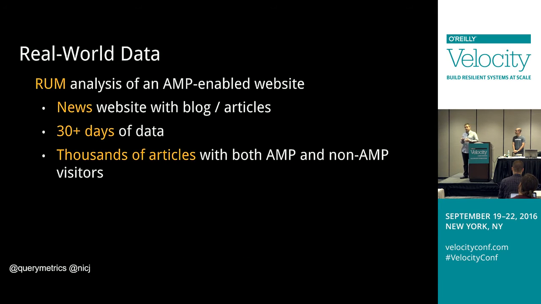We're actually going to take a look at one of our customers that has an AMP-enabled website. So this is a news website with a blog or articles. It's about 30 days worth of data. And what we're really doing is we're comparing thousands of articles that have both a regular page and an AMP version of the same page, and just those two data sets. So we're not looking at like the home page or anything else like that. We're only comparing a page that has an AMP version and a non-AMP version.